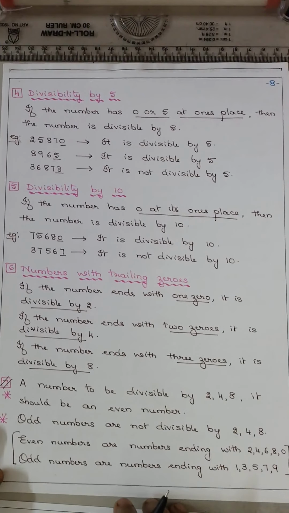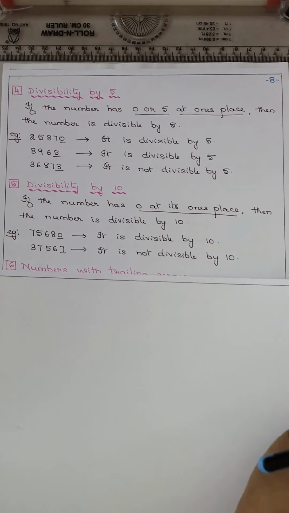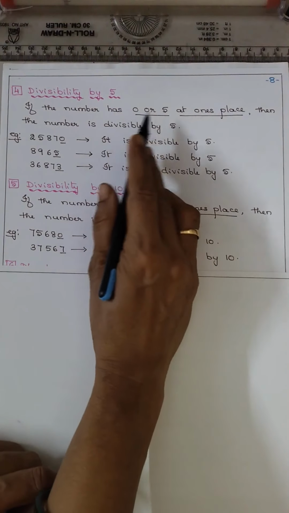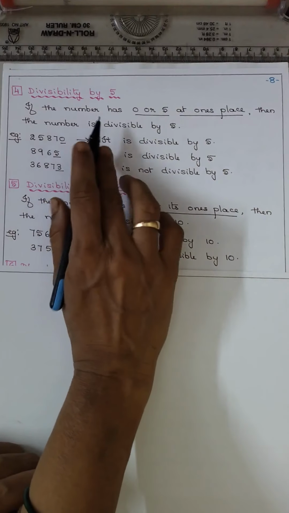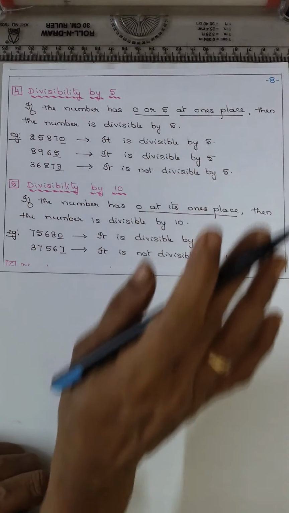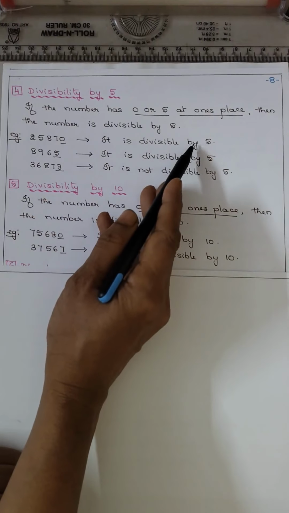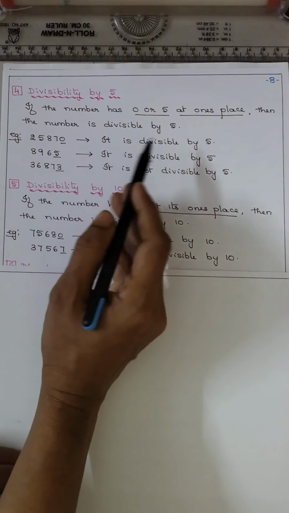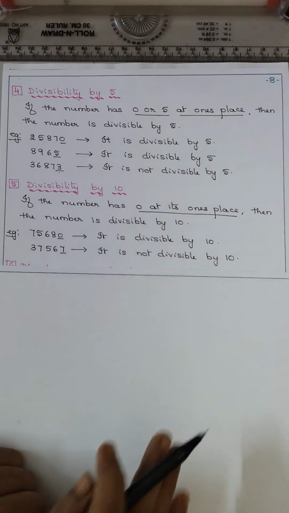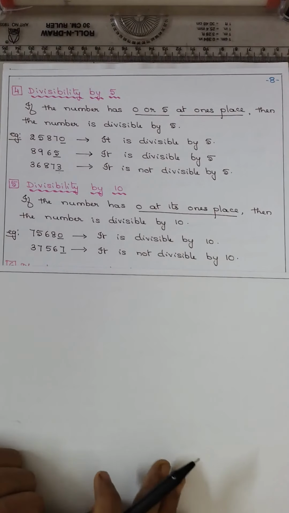Now coming to 5. Already you know, by seeing the multiplication table of 5, all the numbers end with 0 and 5. So if the number has 0 or 5 at ones place, then the number is divisible by 5. Number ending with 0, yes, it is divisible by 5. 5, yes, it is divisible by 5. 3, no, it is not divisible by 5. Very easy.